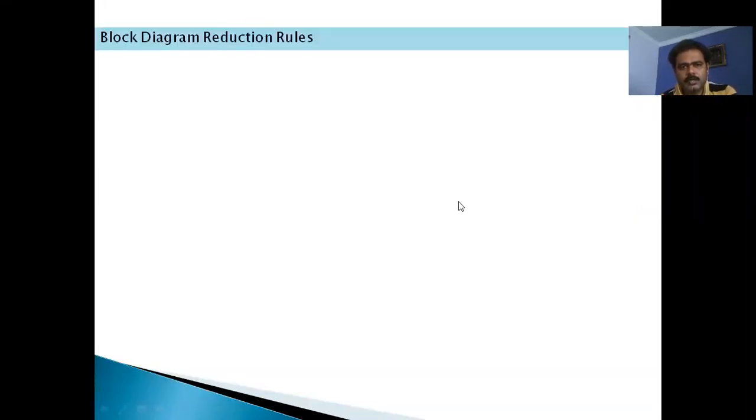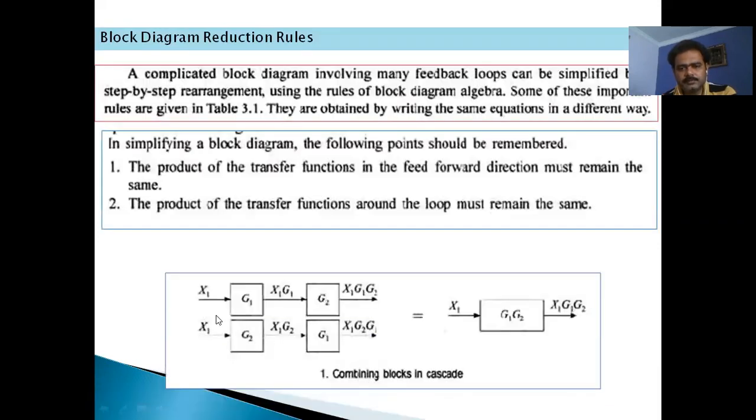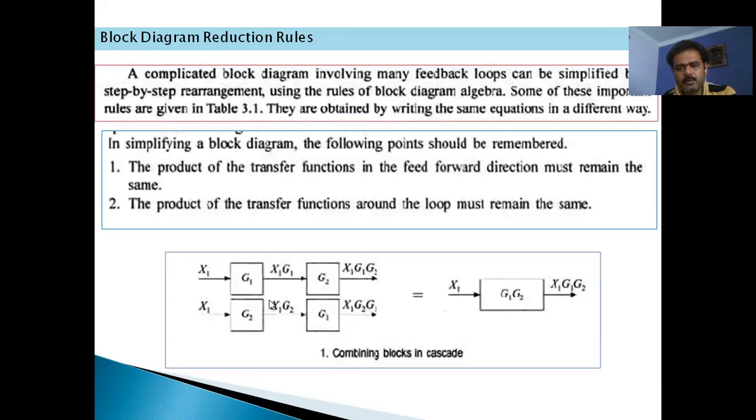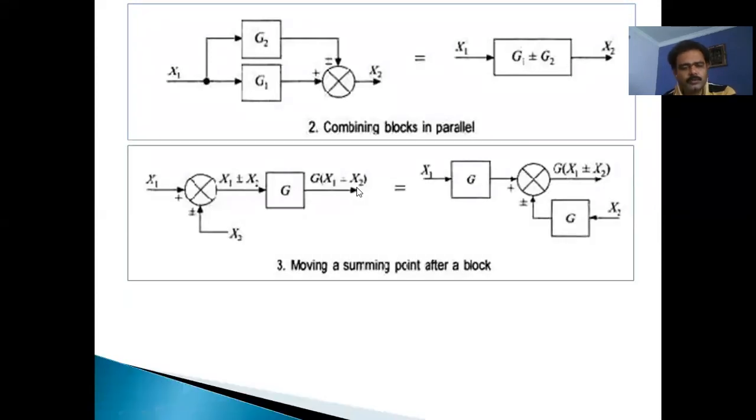So in the last class, after this we have the first cascading of blocks. Directly we can cascade those two blocks G1 and G2 into a single block. Okay, so these two blocks can be directly matched into a single block. Next, when they are connected in parallel, you will get G1 plus G2.